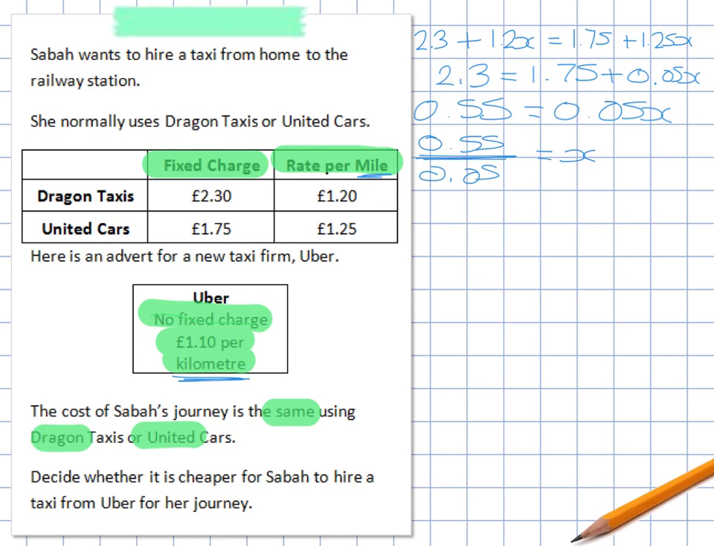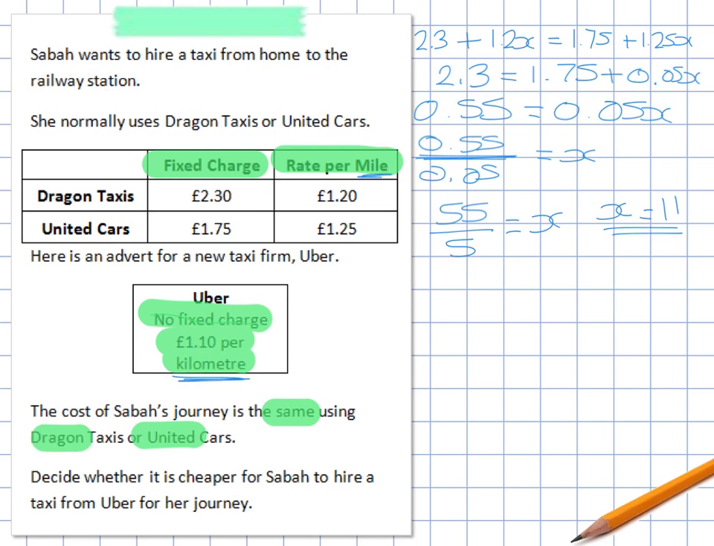Now, perhaps I'm not so good at dividing with decimals, so what I'm going to do is keep timesing top and bottom by 10 until they're whole numbers. So I'm just going to make an equivalent fraction. If I times the top by 100, move the decimal point, now I've got 55. And if I times the bottom by 100, move the decimal point, now I've got 5. So that equals x. And I know that 55 divided by 5 is 11, so then I can say that x equals 11. So now I know that she's travelling 11 miles.